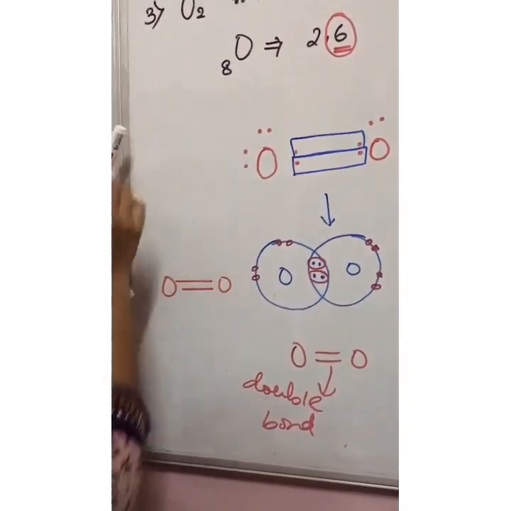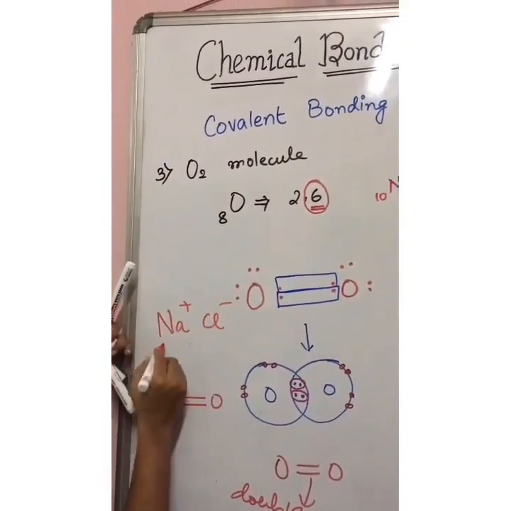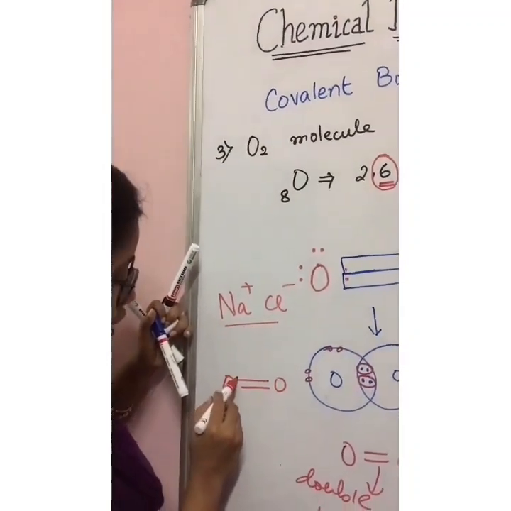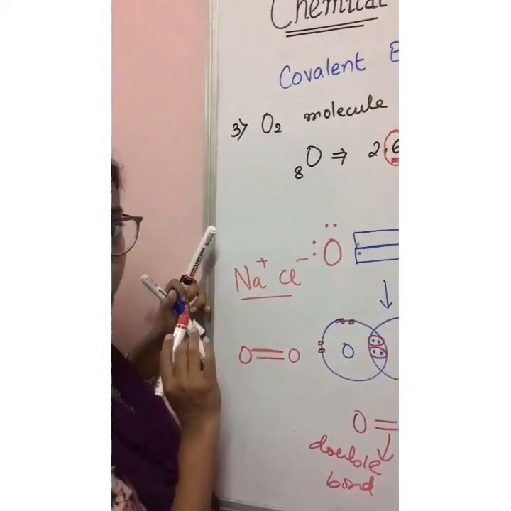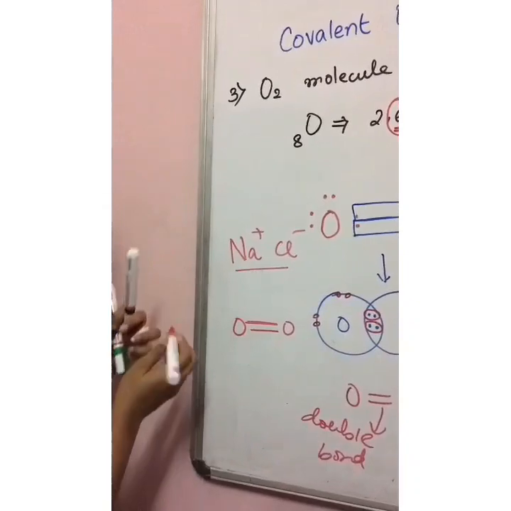In previously electrovalent bonding we saw, we were writing Na plus Cl minus because this was electrostatic force of attraction. But here, because of the sharing, they are forming a bond. So here there is no electrostatic force of attraction like electrovalent bond.